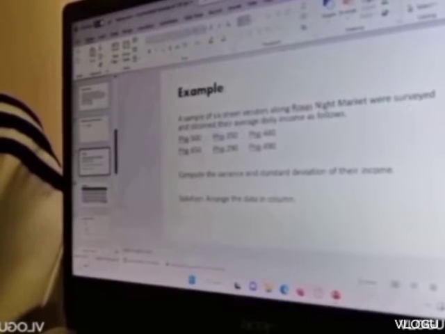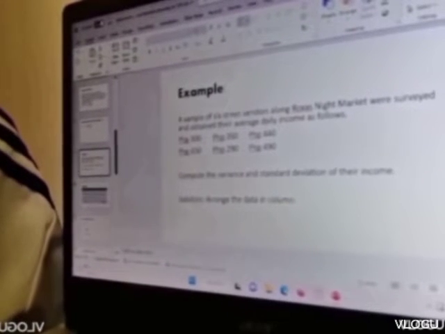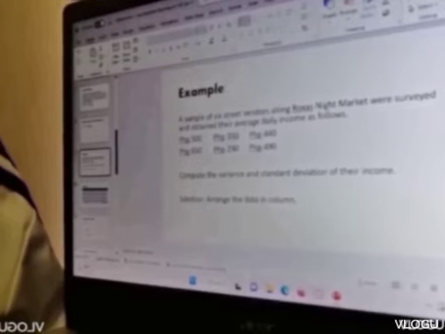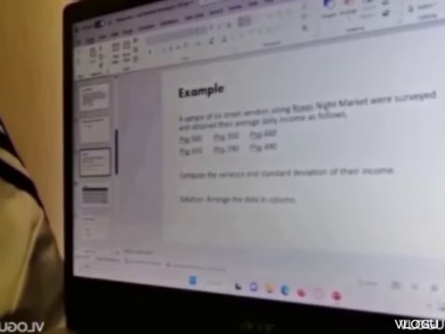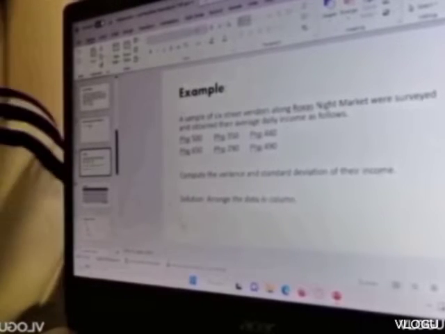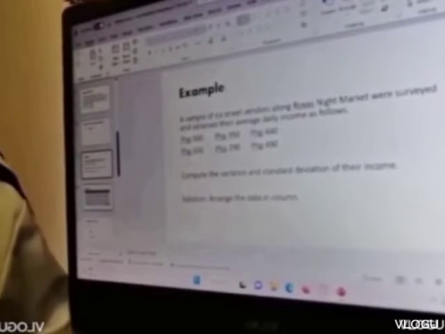Example. A sample of 6 vendors along Rojas Night Market were surveyed and obtained their average daily income as follows: 500 pesos, 650 pesos, 350 pesos, 290 pesos, 440 pesos, and 490 pesos. Compute the variance and the standard deviation of their income. Number 1. First step is to arrange the data in column.